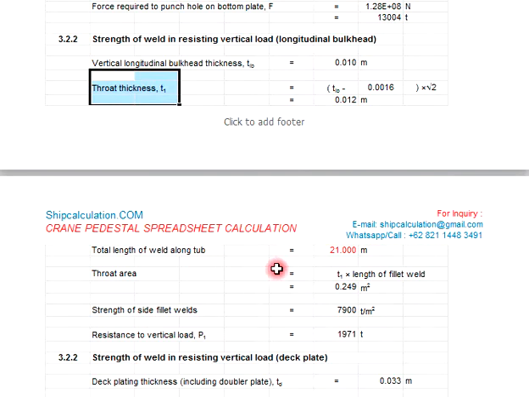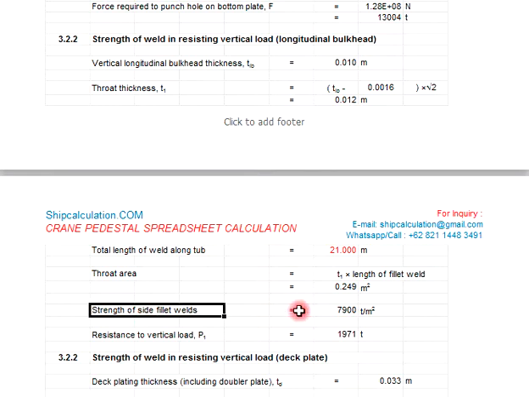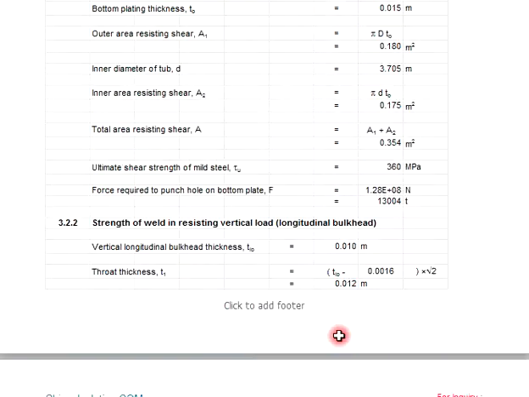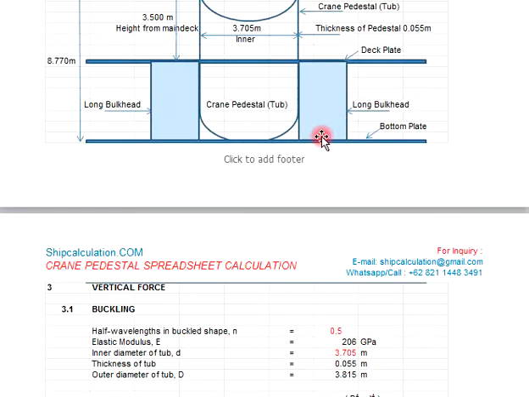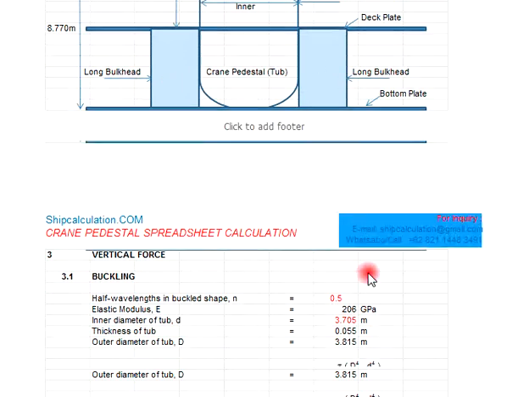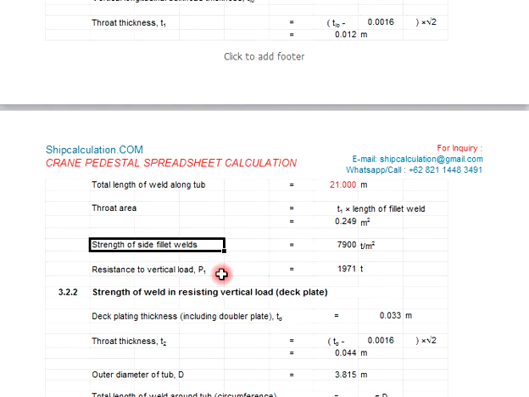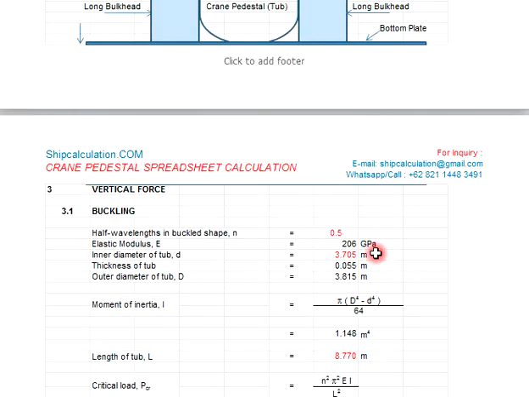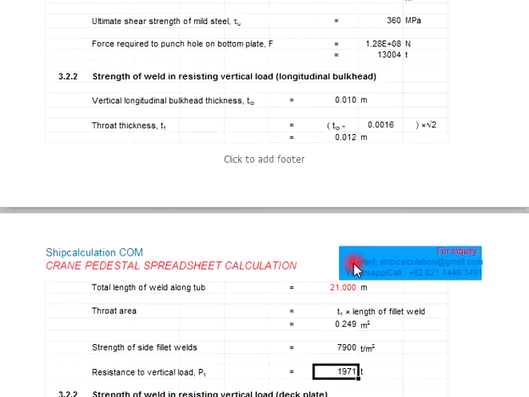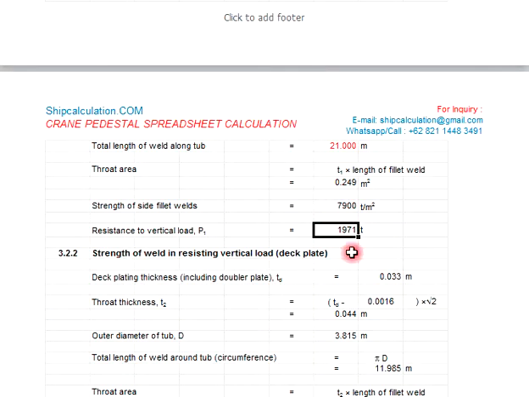Okay, so the total length of weld along the tube is 21 meters. So the total length, how much, and then the throat area times this, so you will get the strength of the side fillet weld also around this side. Around this side you will get how much. And then the resistance of the vertical loads is how much, this one also how much.